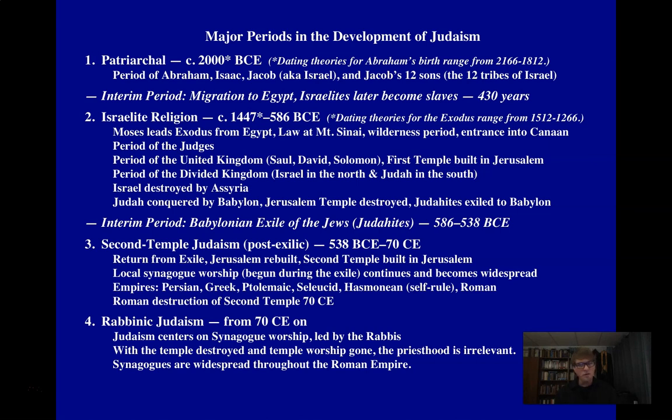They have self-rule, though, for less than a century. It doesn't last that long until the Romans come along. And the Roman Empire, of course, is the most powerful empire that's ever lived. Judea, the Jews in Judea, end up being a vassal kingdom of the Roman Empire. And it is during the Roman Empire that we see Jesus born, and his whole ministry takes place.